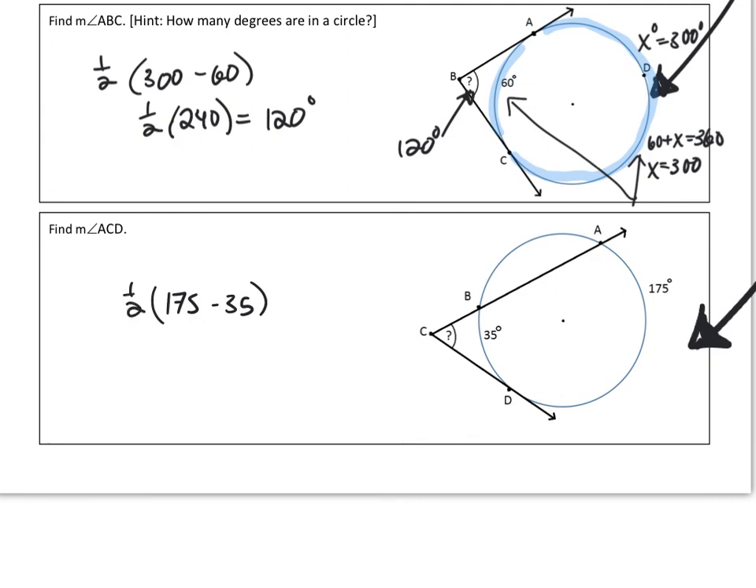So 175 minus 35 is 140, and half of 140 is equal to 70 degrees. So that means our angle here is equal to 70 degrees.